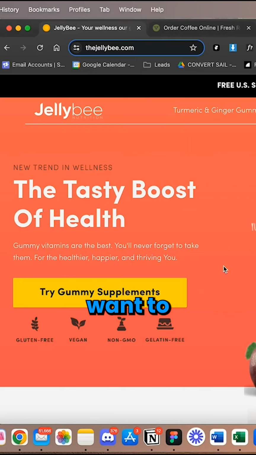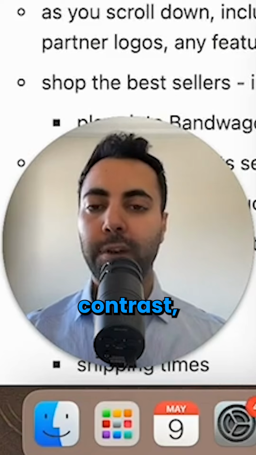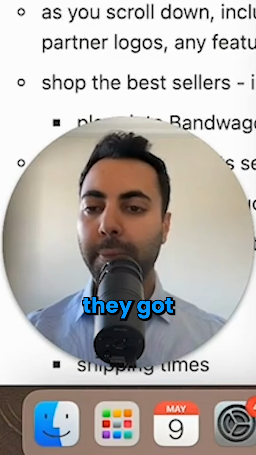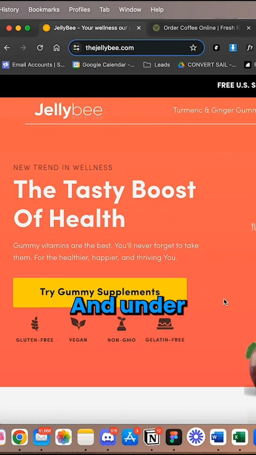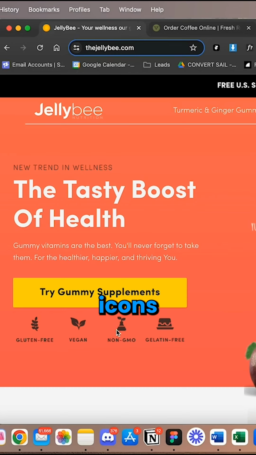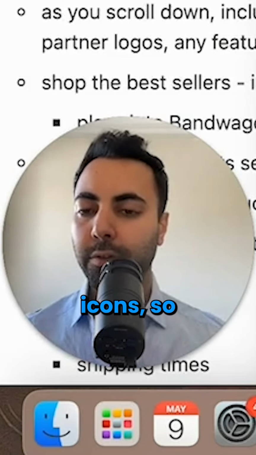Now for the CTA, you want to make sure the CTA pops. They did a great job with this CTA, with how this yellow contrasts with this pastel orange and pastel red, and they got even more benefits. Under the CTA on your homepage, you want to make sure, either below or above, you have some more benefits. You could do that in the form of bullets. Here they did it with some icons, like benefit icons. So they did a good job here.